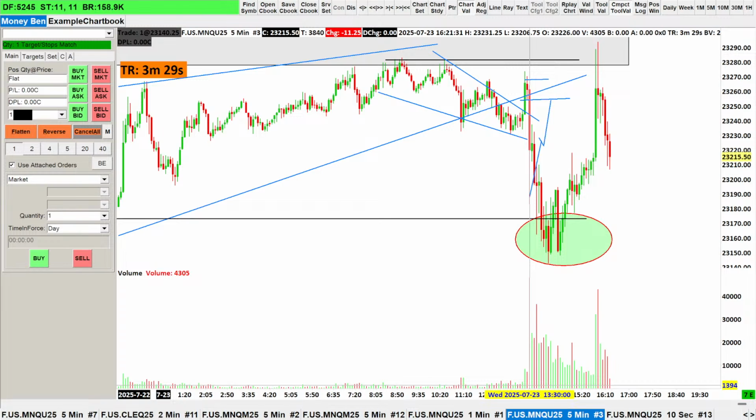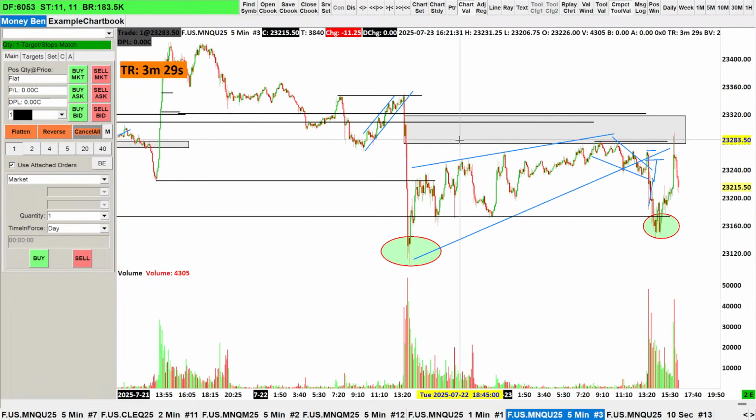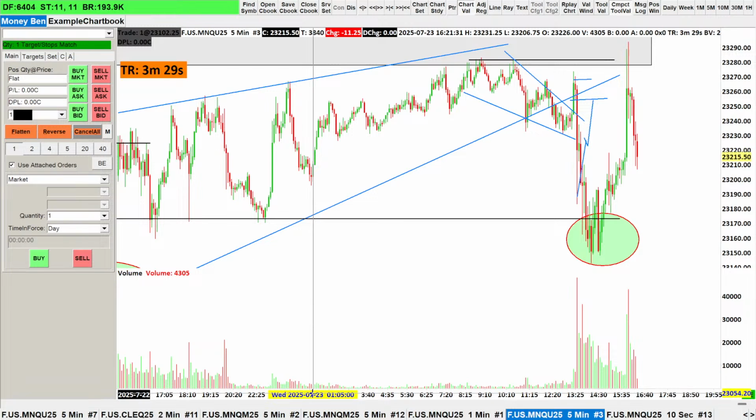Do you look at equal highs and lows? No, I don't look at equal highs and lows. Basically the market is based on levels. It can be equal highs, it can be equal lows, it could be one high, it could be one low. It doesn't have to be equal highs or equal lows.